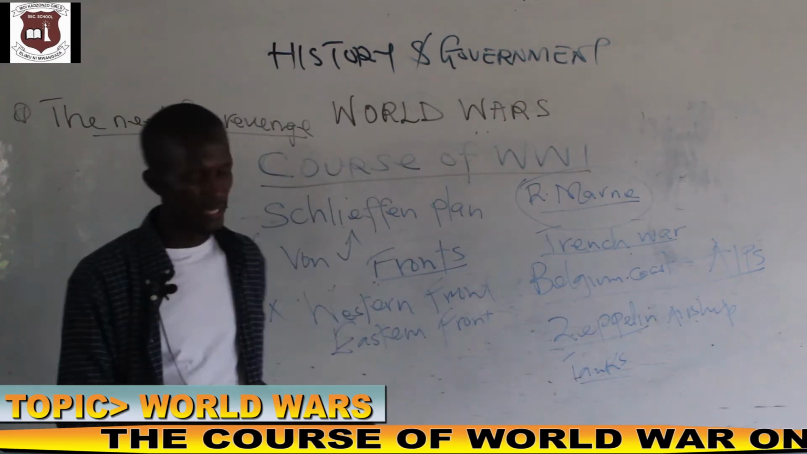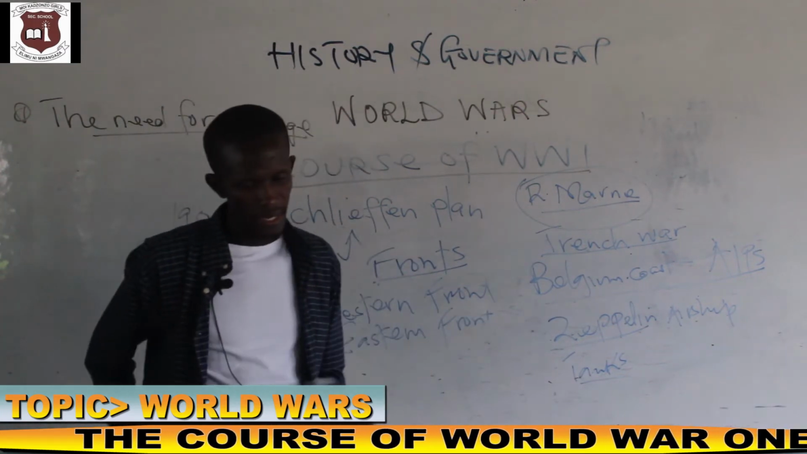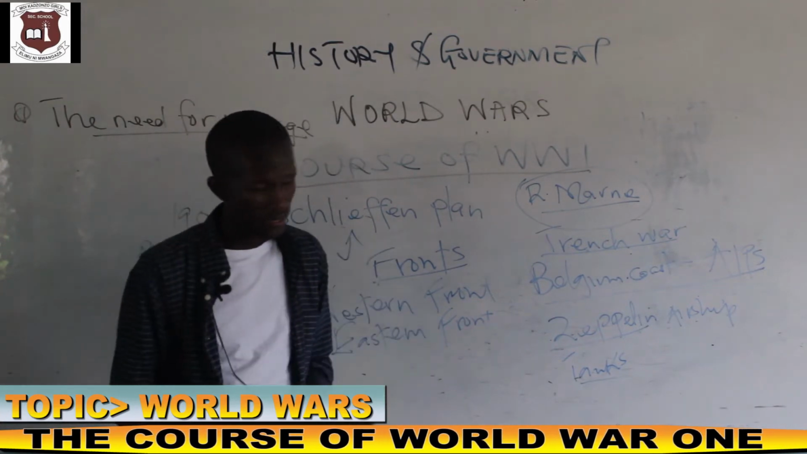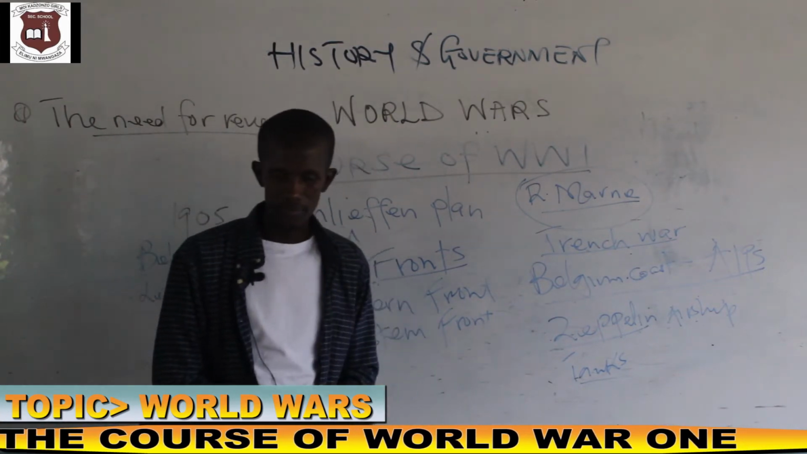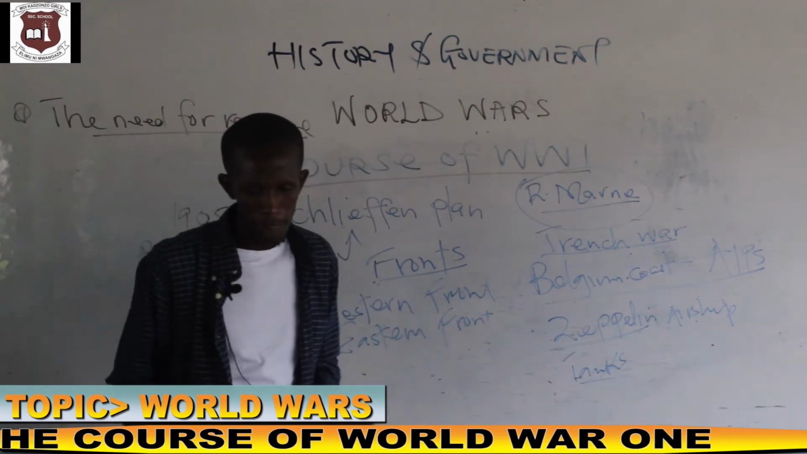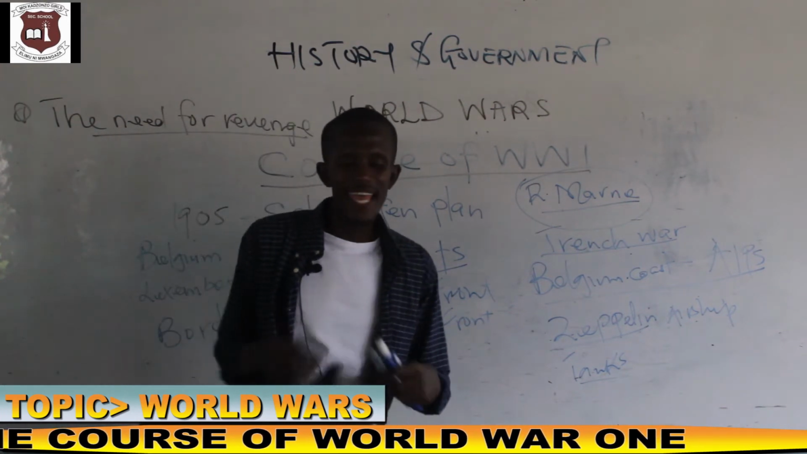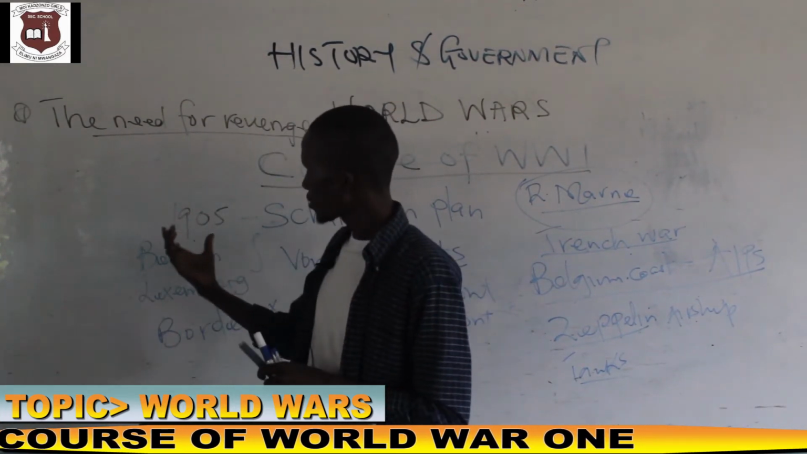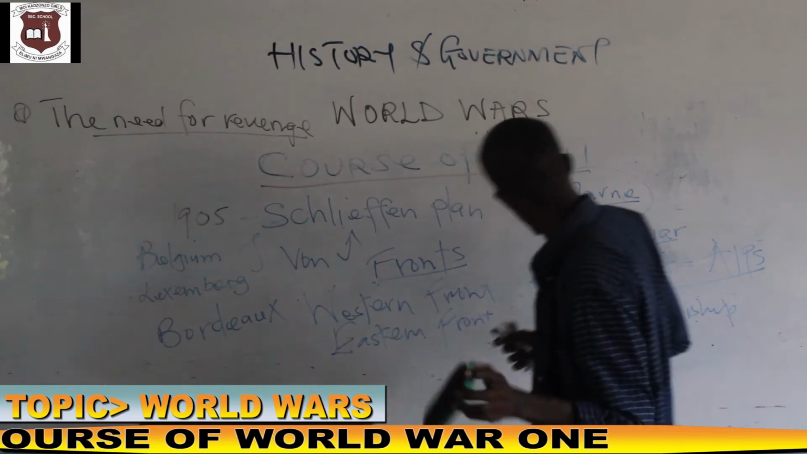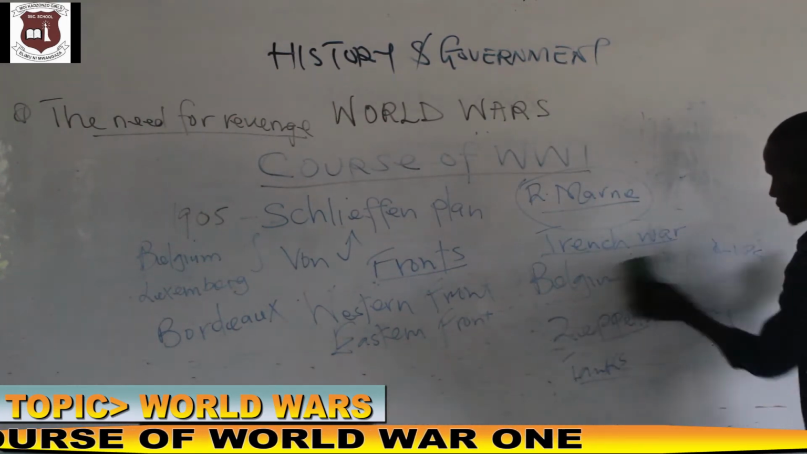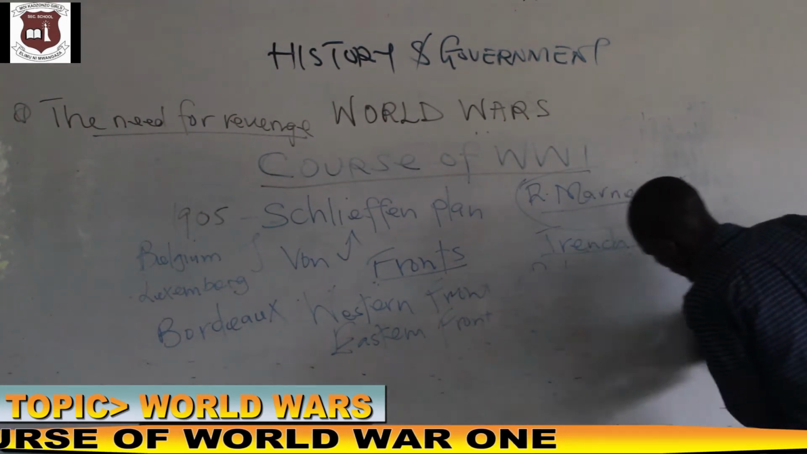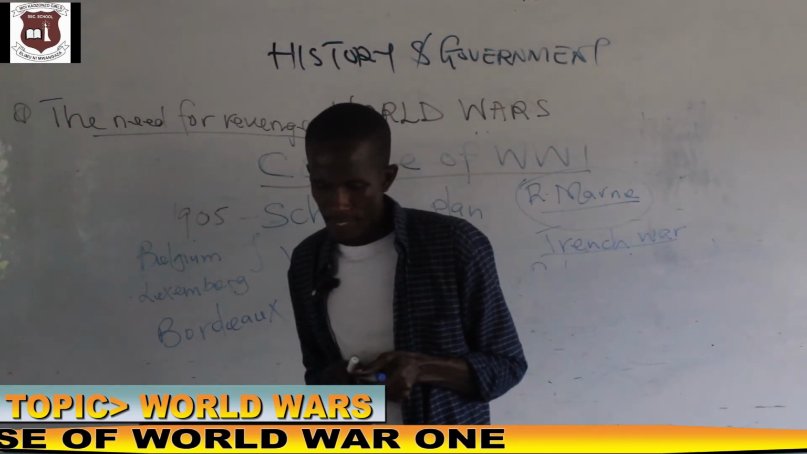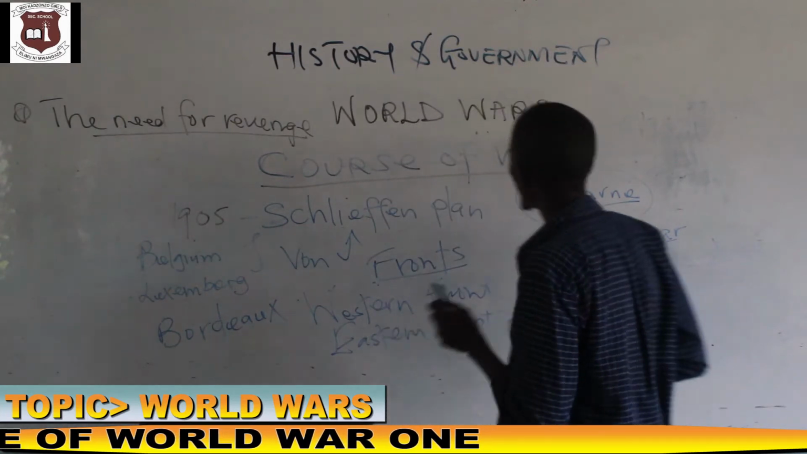In May 1915, Italy joined the Allied forces in exchange for two Austrian territories. These territories were called Trieste and Trenti.